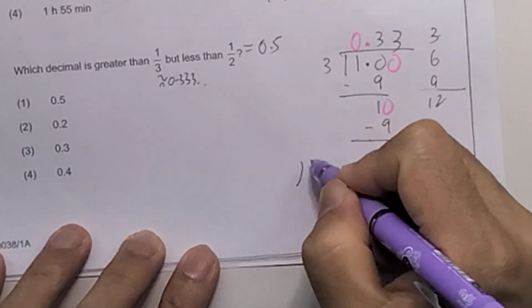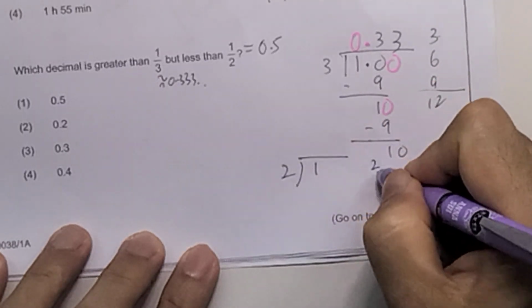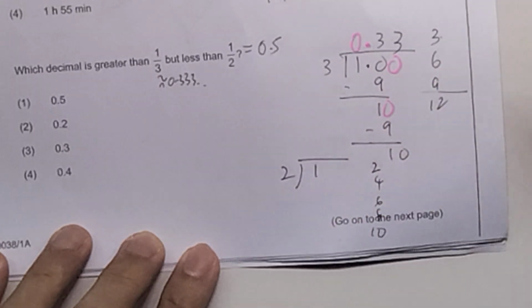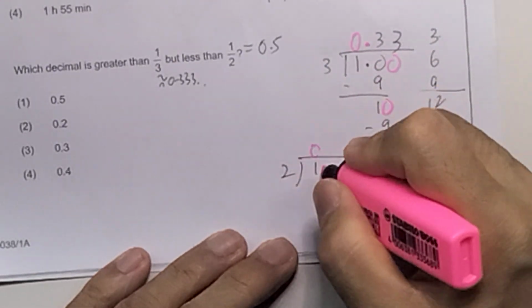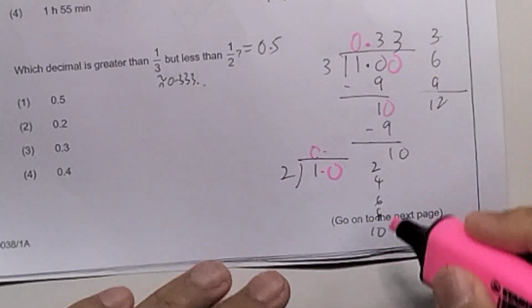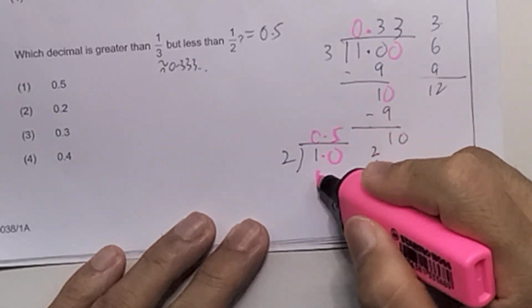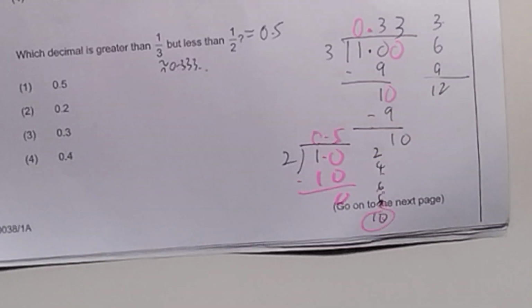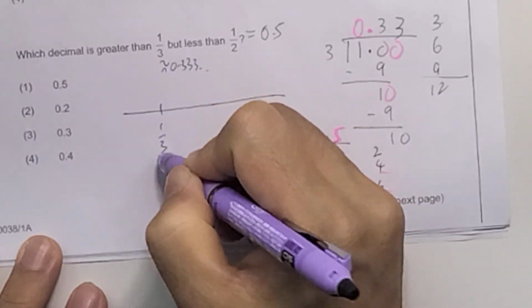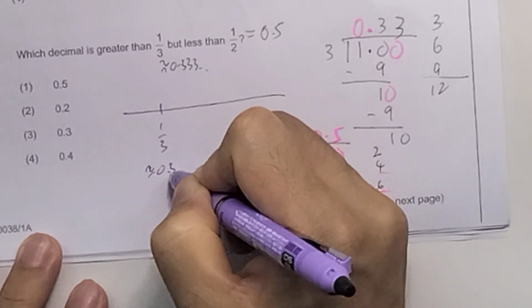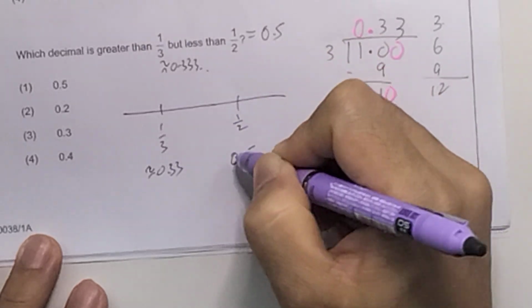For those who are not very sure, half means 1 divided by 2. So again, it's my 2 times table, 2, 4, 6, 8, 10, right? So I don't see 1, so I'll skip the space on top. I add a decimal. I see 10. 1, 2, 3, 4, 5. 2 times 5 is 10. Alright, so it's 0.5. So on my number line, I should have my 1/3, which is roughly 0.33. I have my half, which is 0.5.